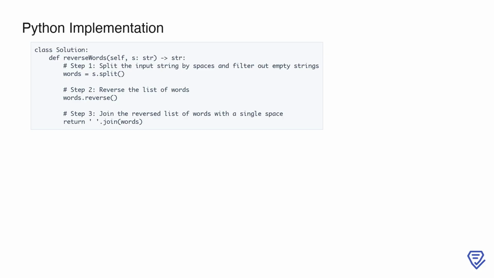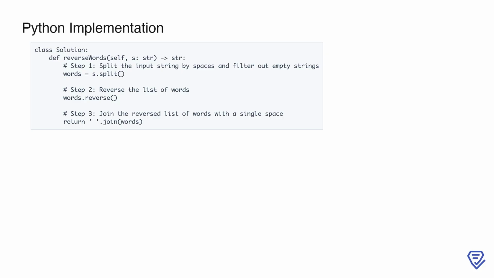4. Finally, the reversed list of words is joined back into a single string using .join(words). Here, a single space is used as the delimiter to ensure the output string has exactly one space between each word, with no leading or trailing spaces. 5. The resulting string is then returned as the output.